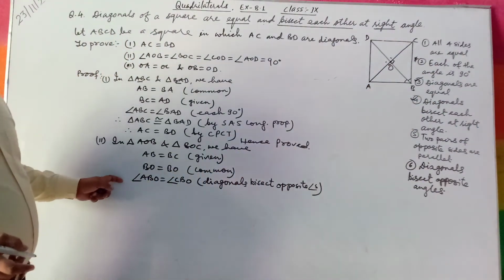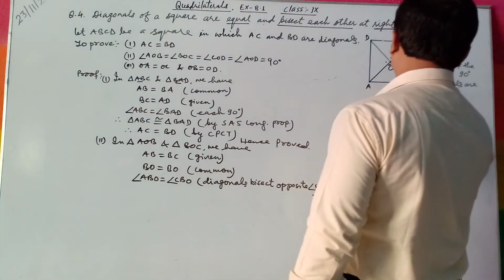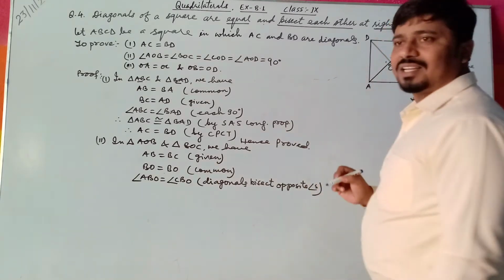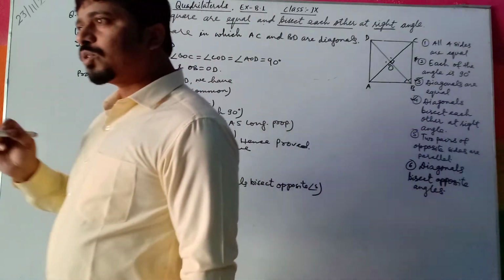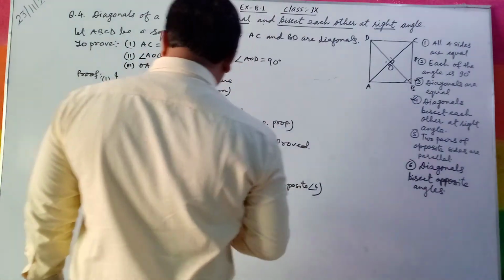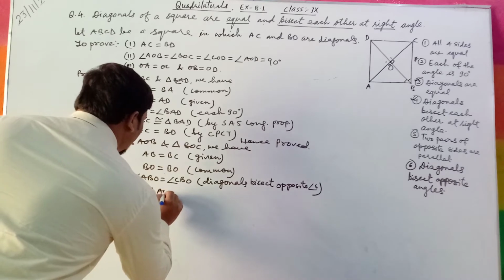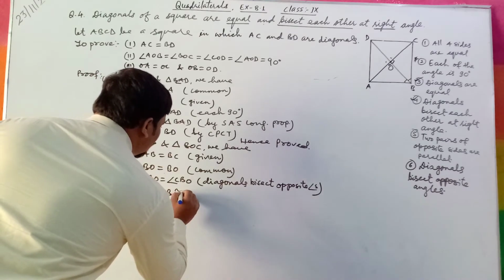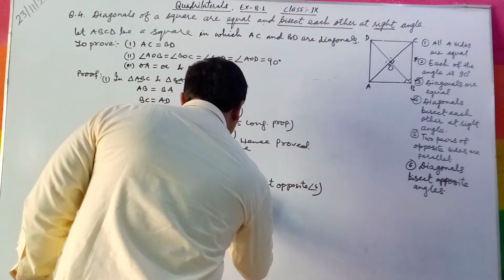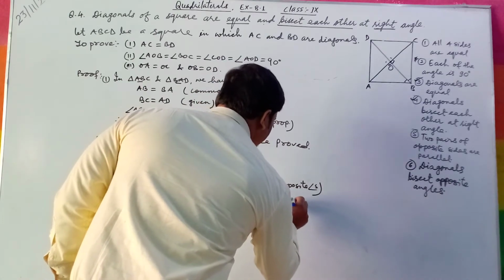By these three evidences we will find the property. So by these three evidences, what property will it be? With these three evidences we are getting SAS, side angle side. Two sides and the included angle are there. Therefore, triangle AOB is congruent to triangle BOC, and the property is by SAS congruence property.